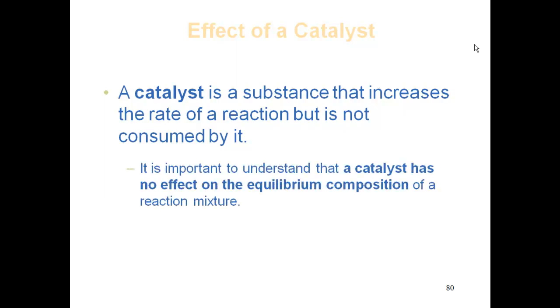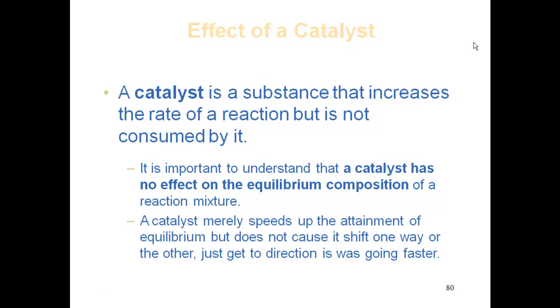It's important to understand that a catalyst has no effect on the equilibrium composition of the reaction mixture. A catalyst merely speeds up the attainment of equilibrium, but does not cause it to shift one way or the other. It just gets to the direction it was going faster. So if it was going to the left, it would just go to the left faster and reach equilibrium faster. If it was going to the right, it would go to the right faster and reach equilibrium faster.